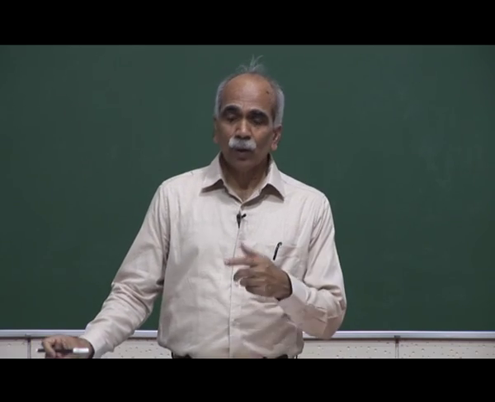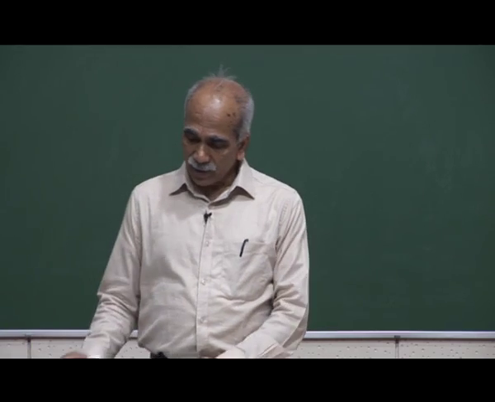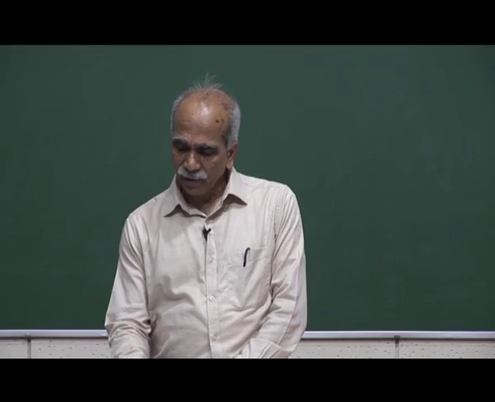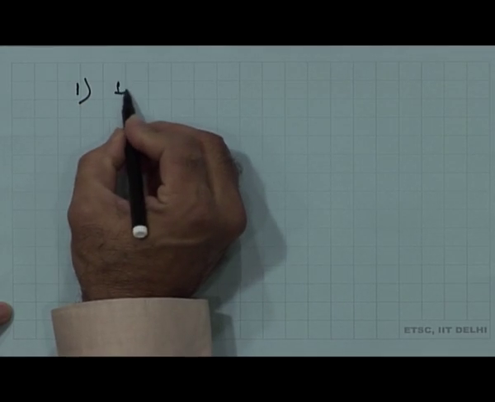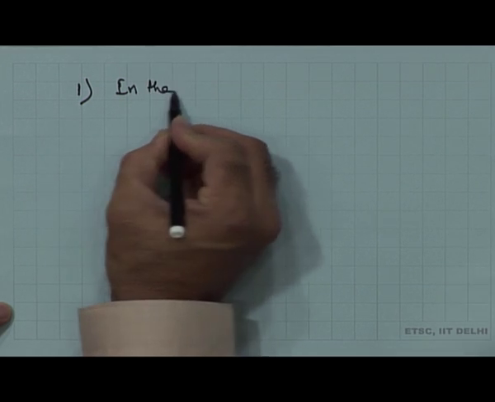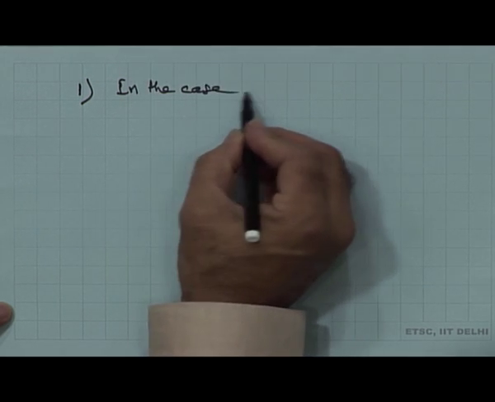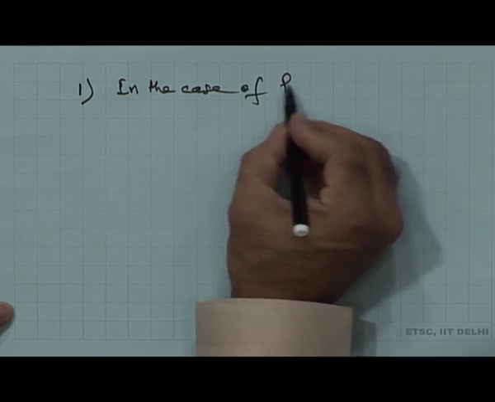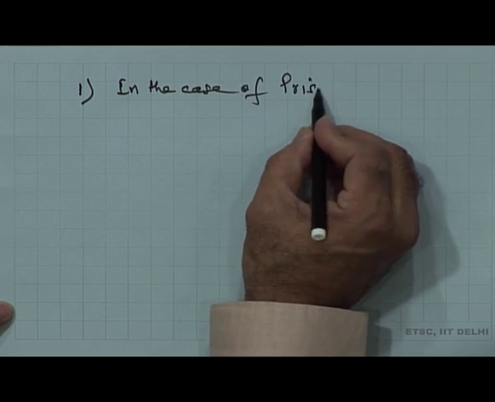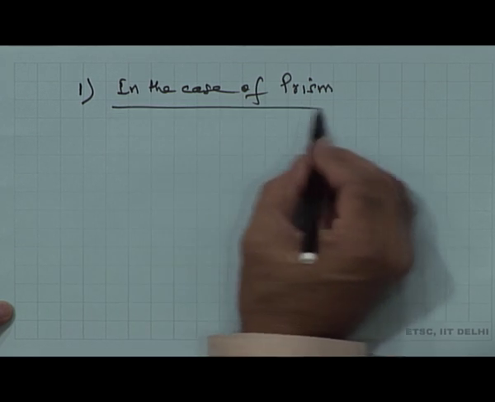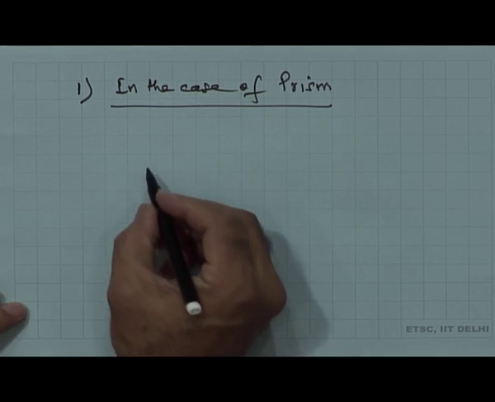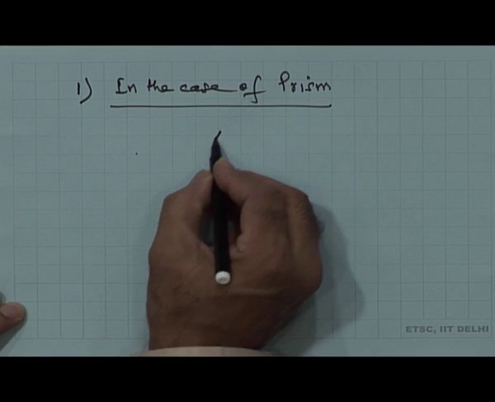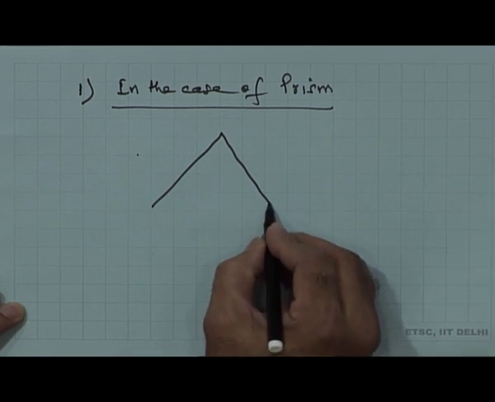So, let us look first at refraction at the prism. In the case of a prism, I am discussing what is the effect of dispersion in the discussions that we had. We derived, so here is the prism.